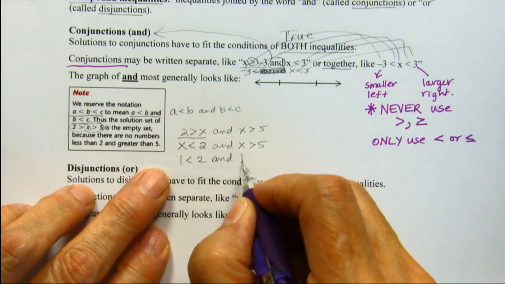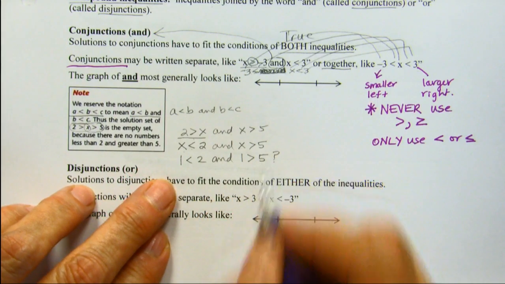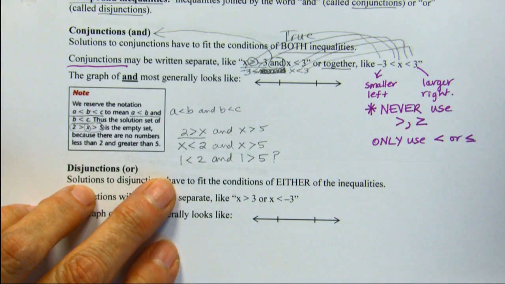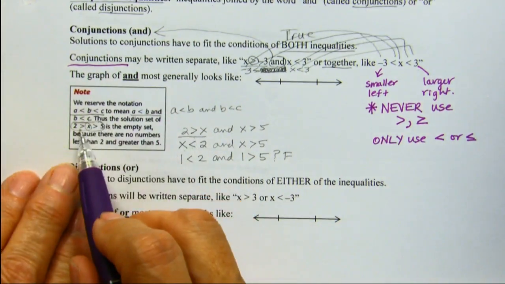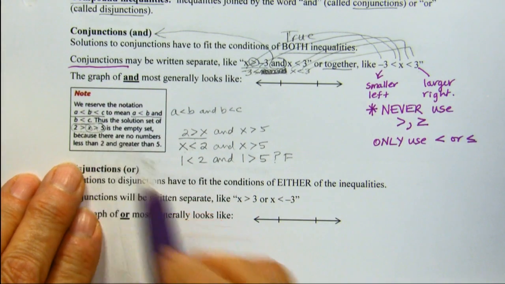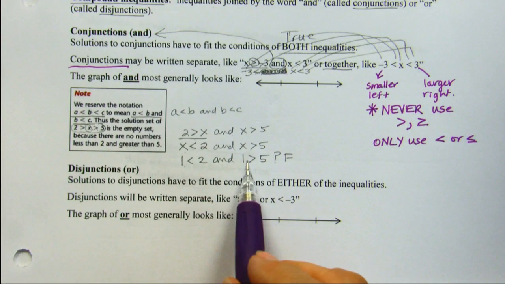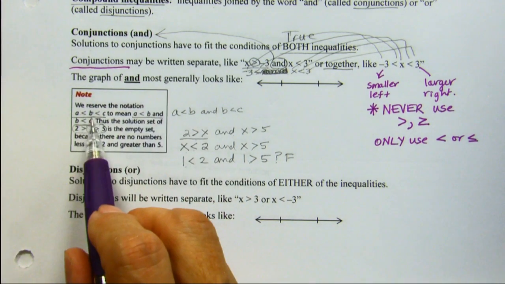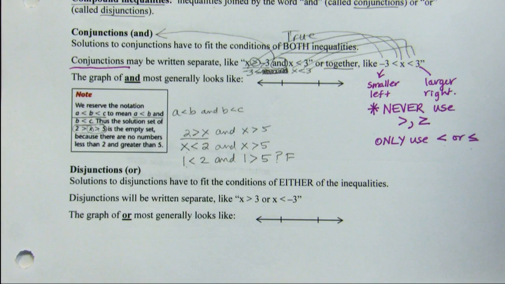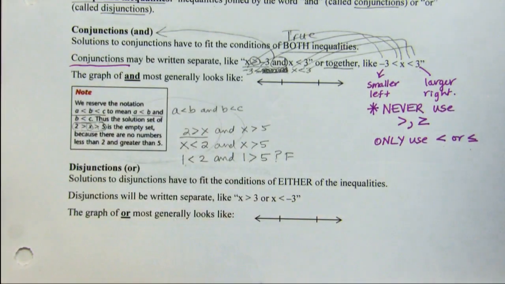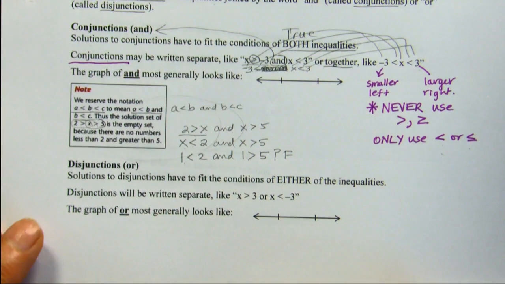And at the same time, is 1 greater than 5? No. That is a false statement. That's why you can never have greater than symbols, because it'll be false and both of them have to be true at the same time. You can only use less than or less than equal. That is not part of your homework or quiz or test. This is just a little type of proof that makes you understand why you can only use less than or less than equal.